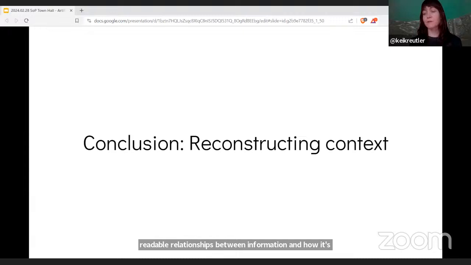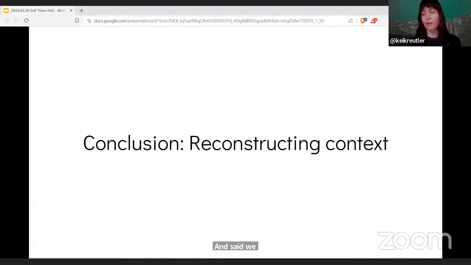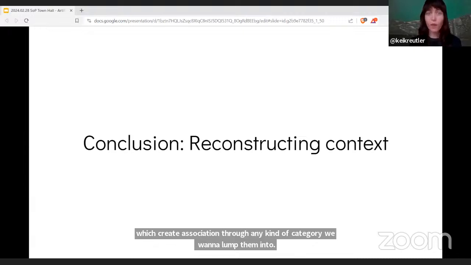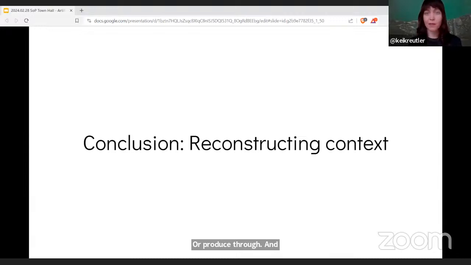Instead, we get machine-searchable memory associations, which create association through any category we want to lump them into or produce through. And so Agrippa may have been cautious about this because of the essentially psychological risks posed by such total recontextualization and transformation.